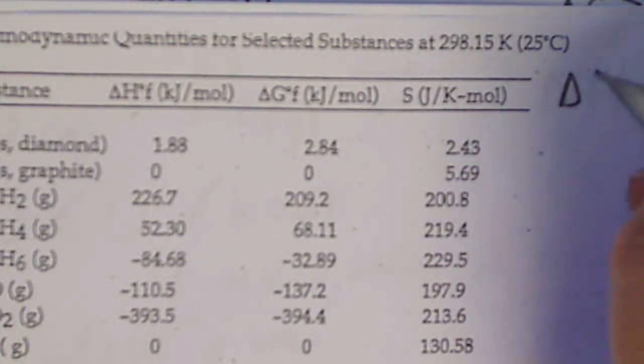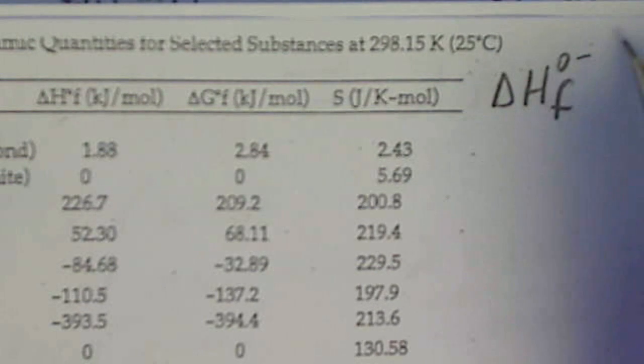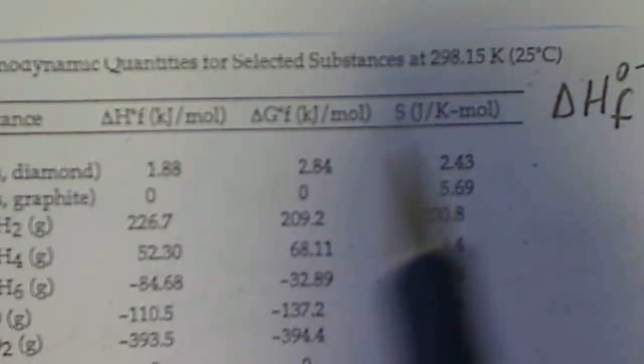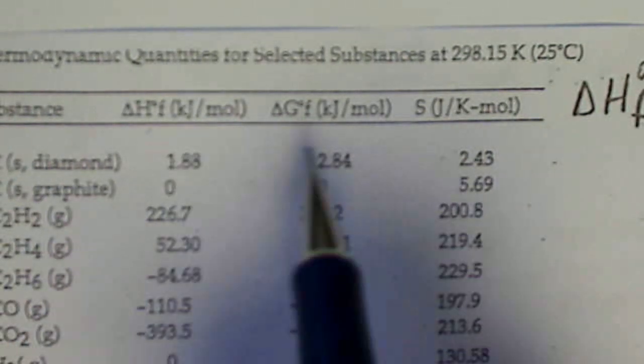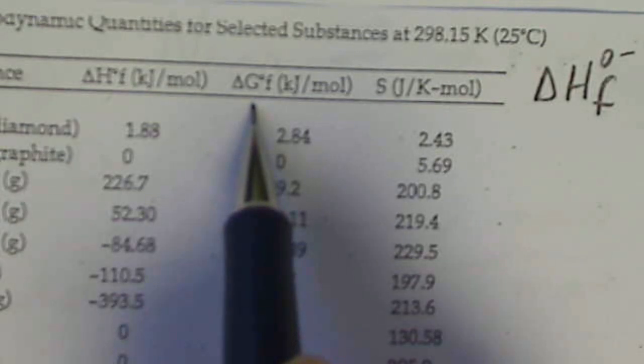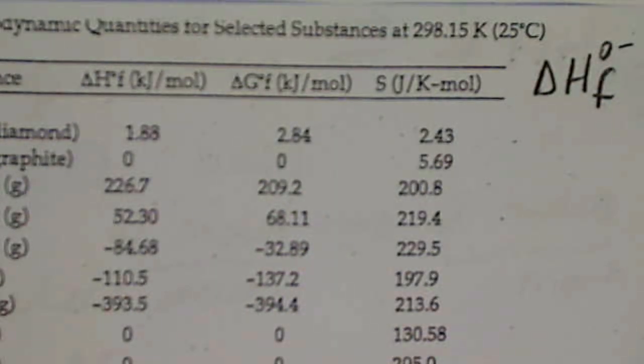We've got the delta H. This is the heat of formation. This means we are at standard conditions. And this is the formation of 1 mole of a compound from the elements. And then we see a delta G, which is another thermodynamic quantity, and then S. So we're going to have to pay attention to our units when we do the calculation.